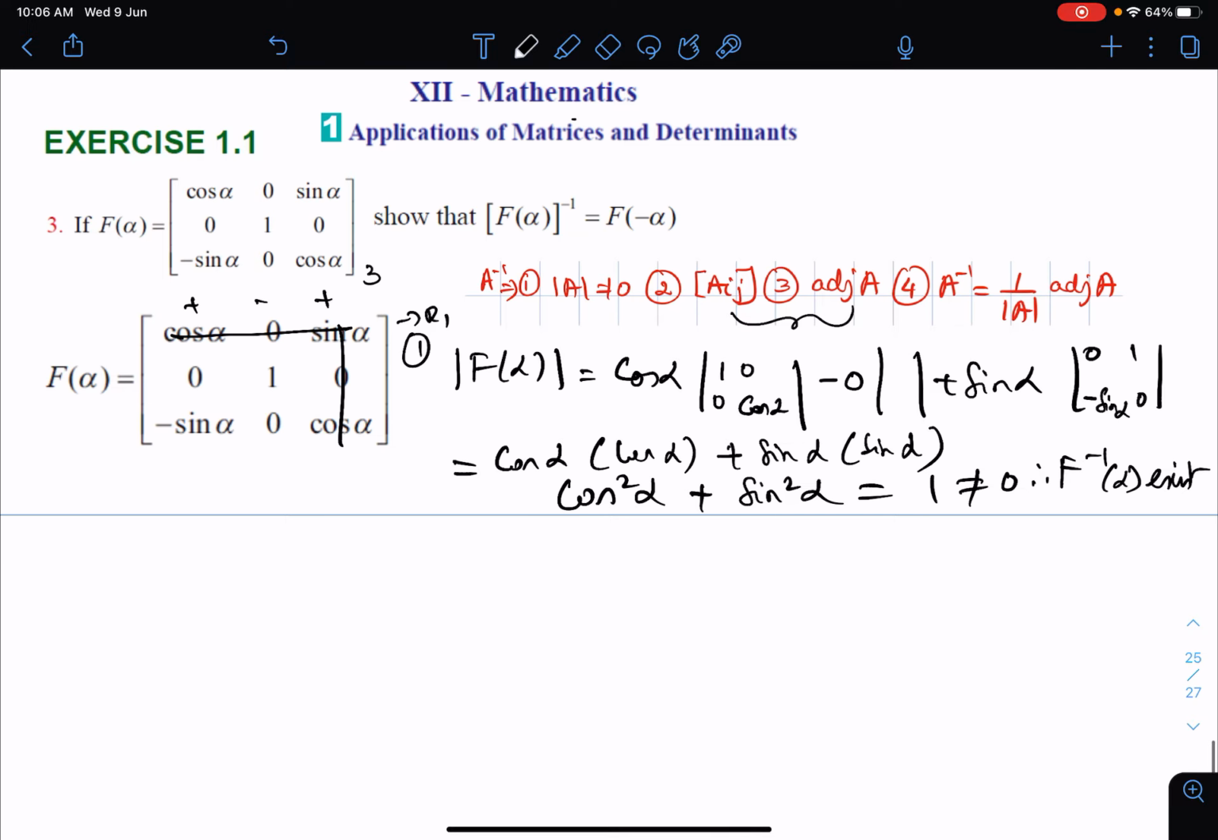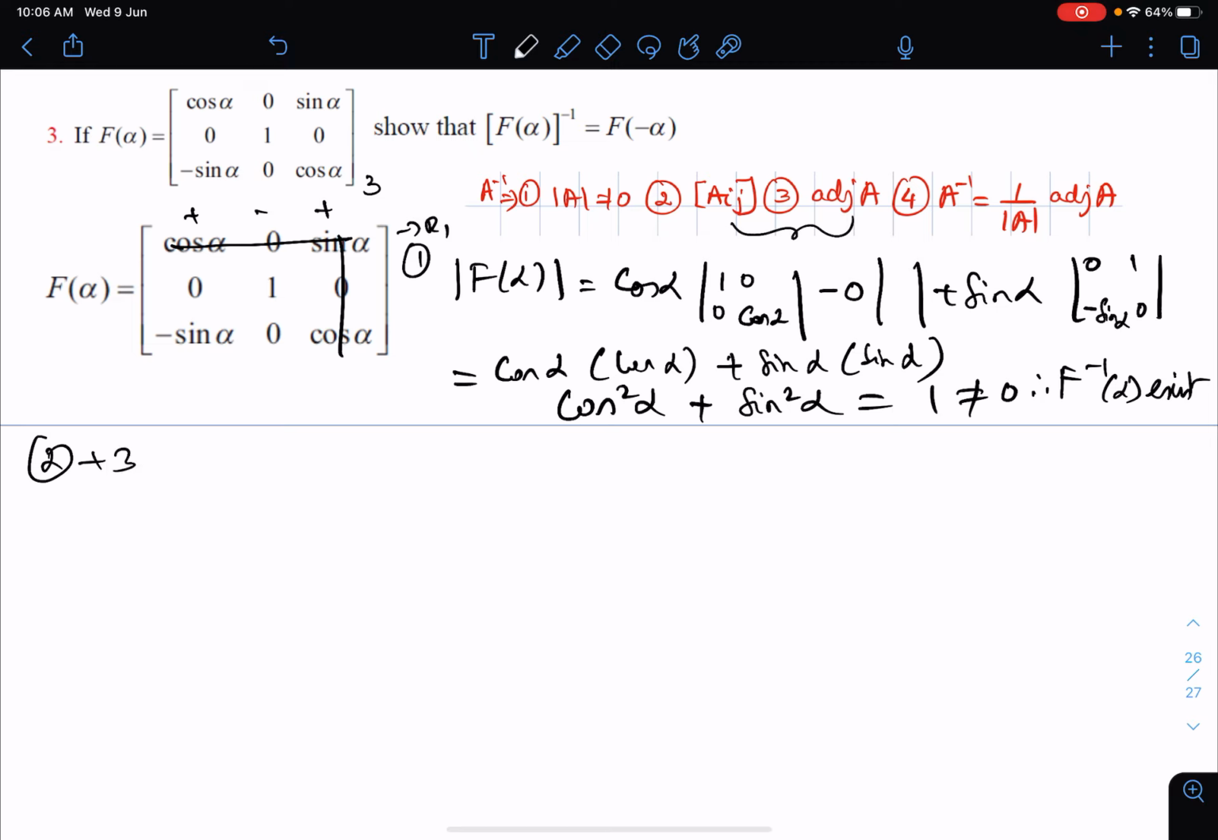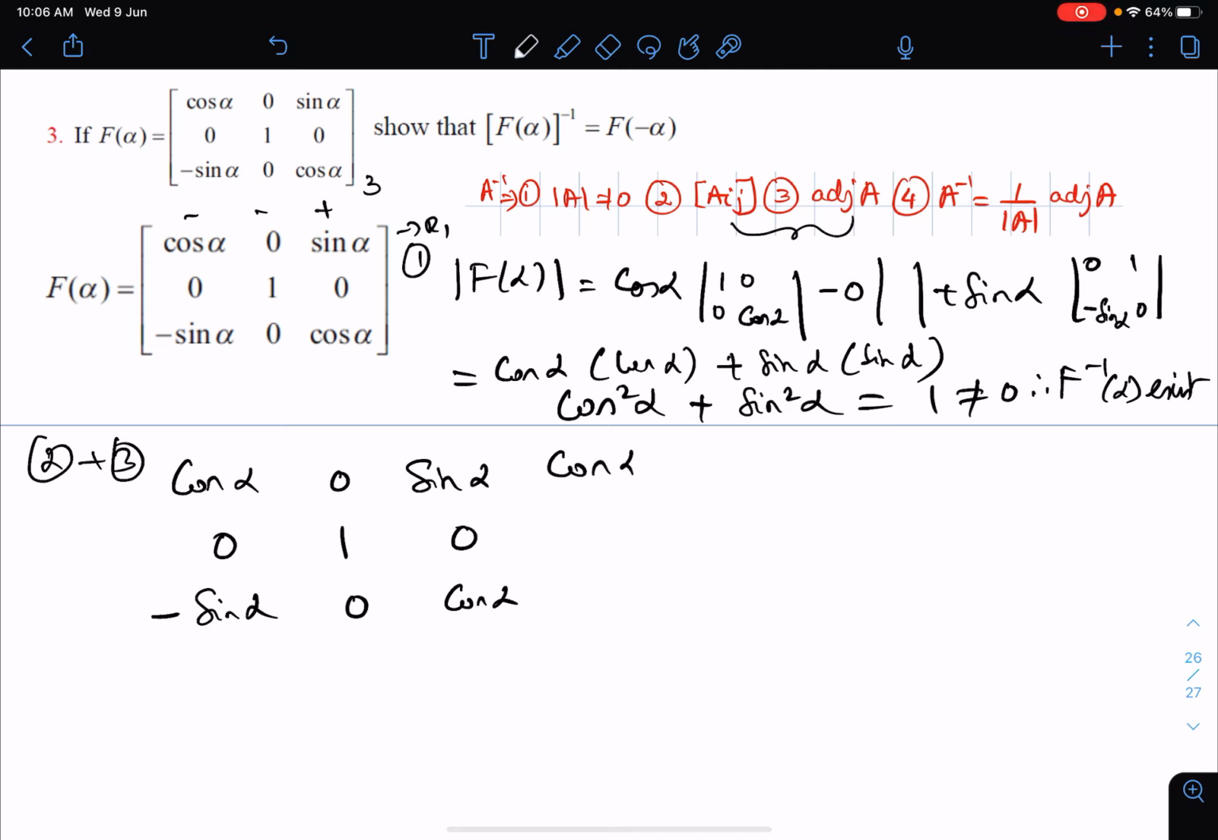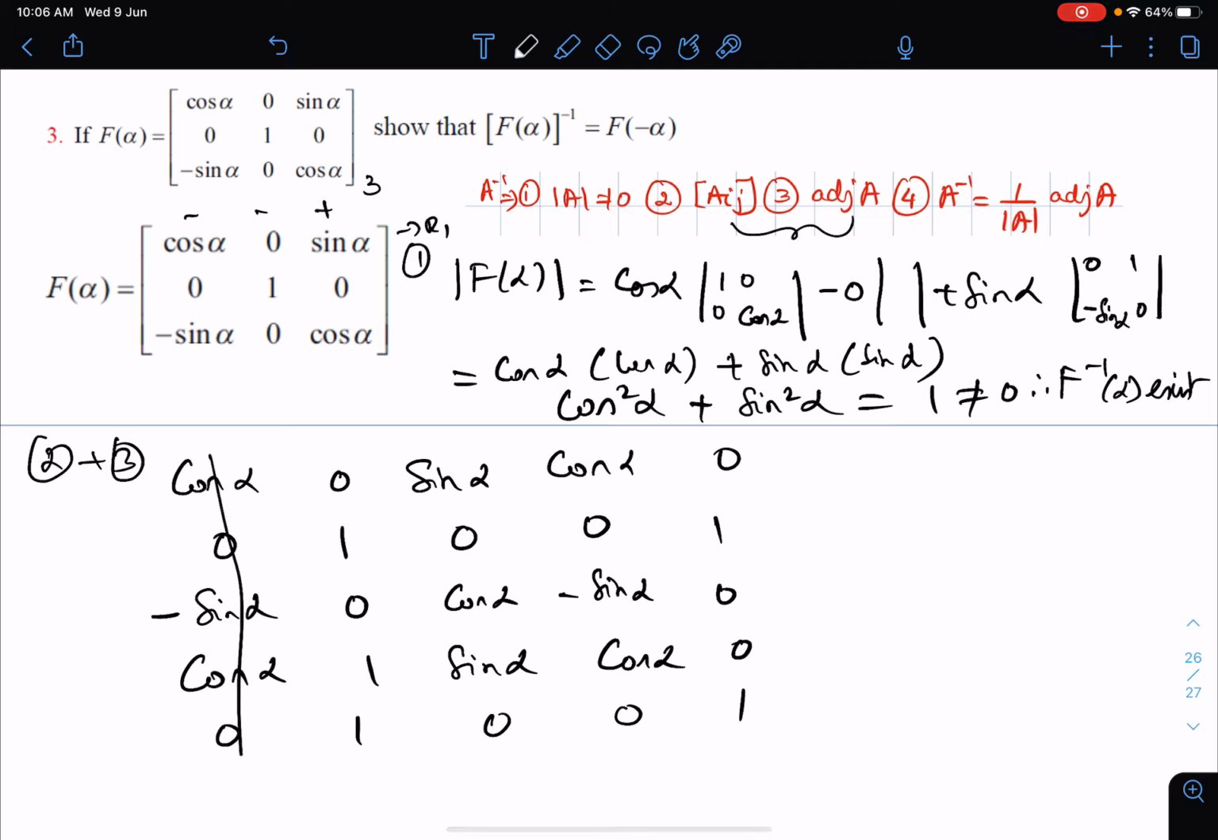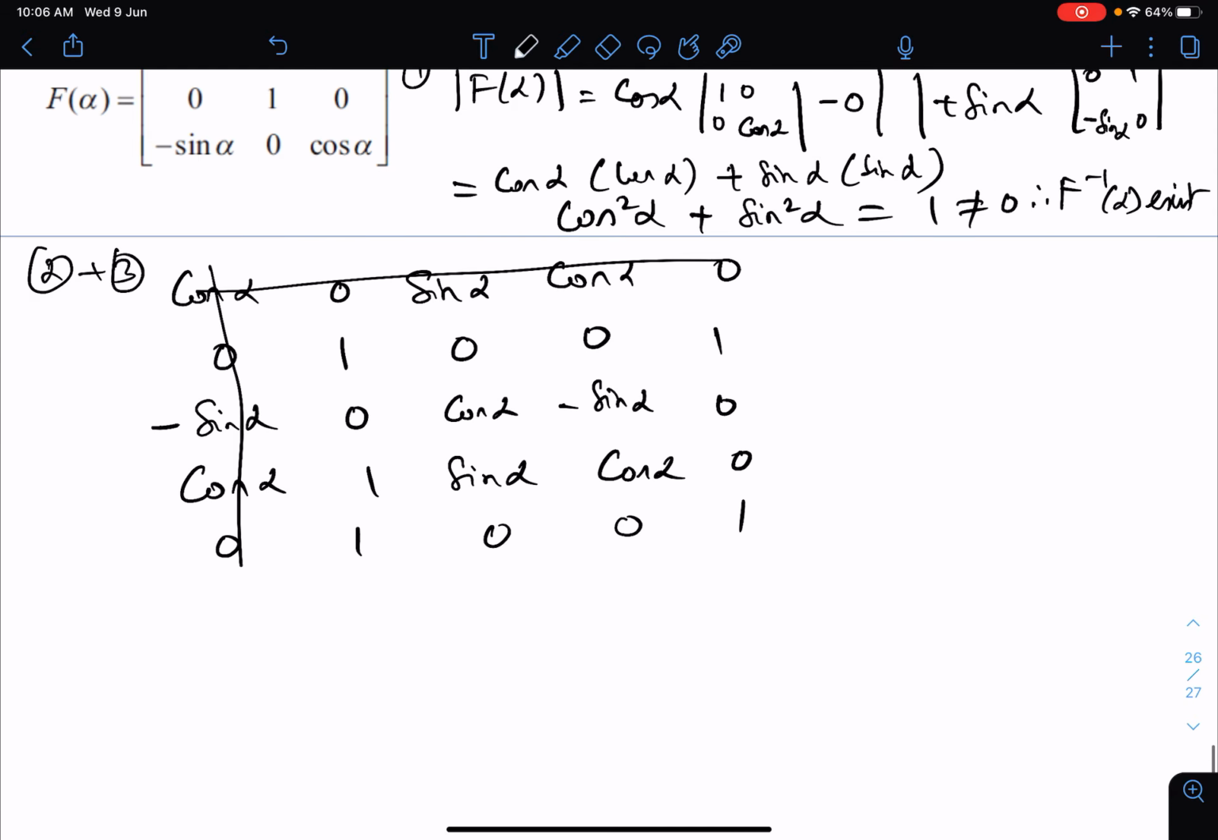Now we are going to combine our second and third step and get it as adjoint. For that you are going to write your f of alpha as it is, cos alpha 0 sin alpha 0 1 0 minus sin alpha 0 cos alpha. Repeat your first column, cos alpha 0 minus sin alpha, second column 0 1 0. Now repeat your row, cos alpha 1 sin alpha cos alpha 0, second row 0 1 0 0 1. Cancelling our first column and our first row, you get your adjoint.